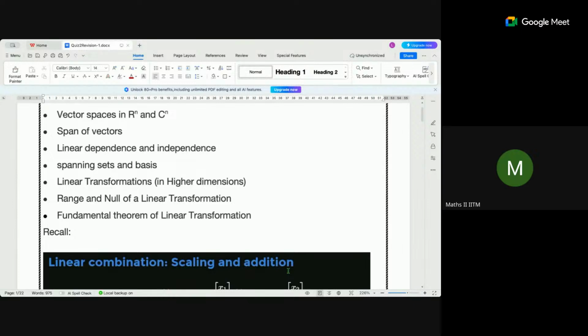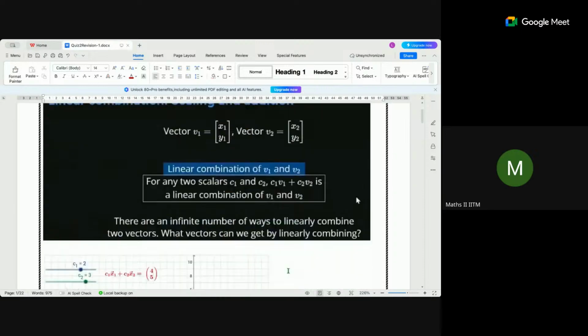So what are the usual vector operations? We know that whatever you have in R2 and C2, the same kind of vector operations, like addition and scalar multiplication, are there in Rn and Cn as well, right? So scaling and addition, right?